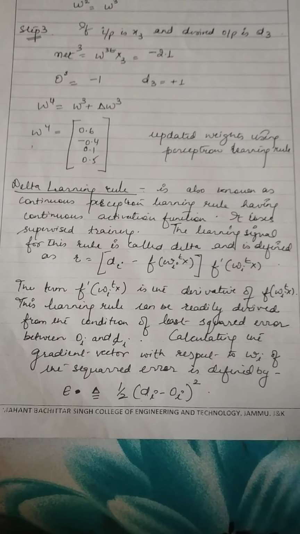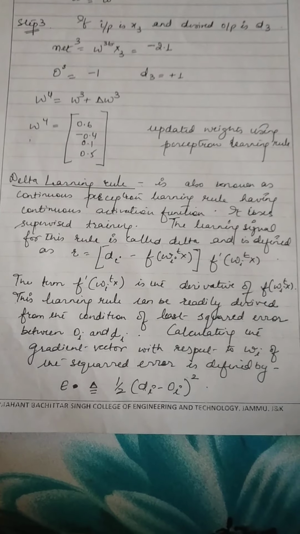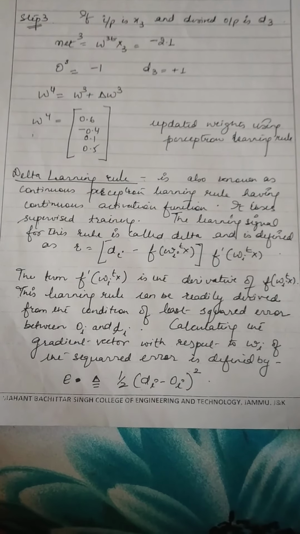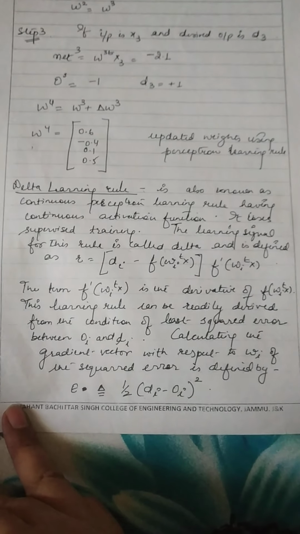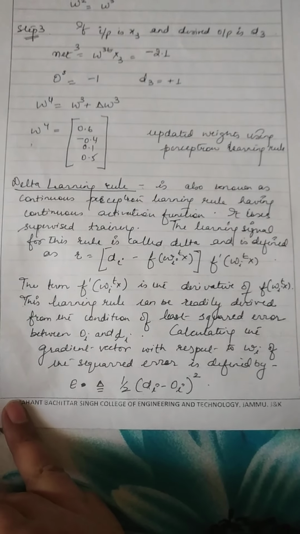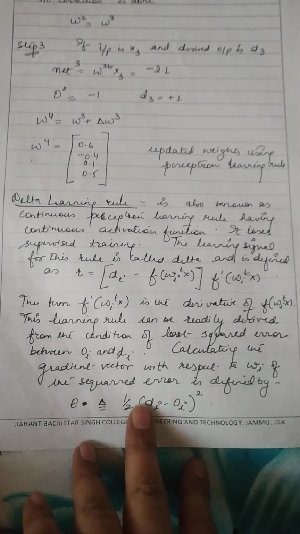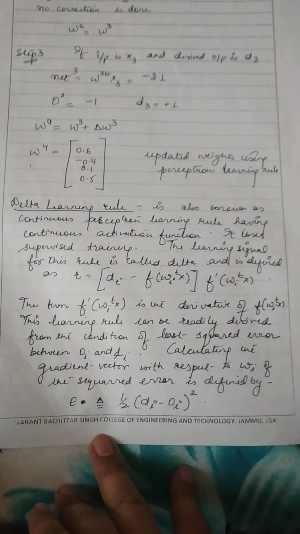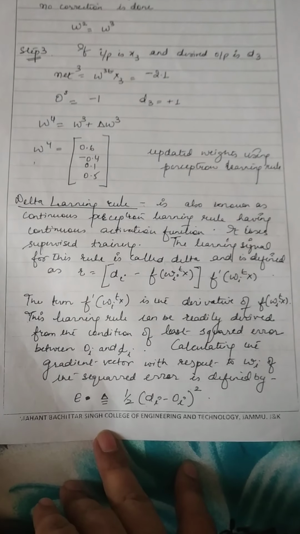Now we will start the delta learning rule. The delta learning rule is always associated with the perceptron learning rule. As in the case of the perceptron learning rule, we have seen that the activation function is discrete in nature. Here there is a difference: the activation function is a continuous activation function. That is why the delta learning rule is also known as the continuous perceptron learning rule.